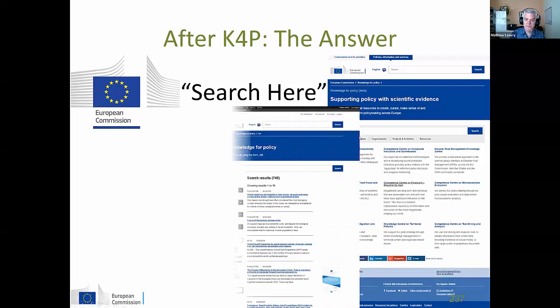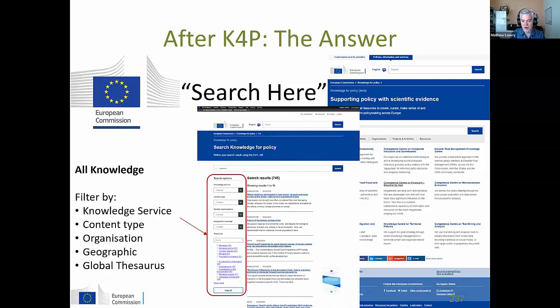And if you do that, you can then refine the search. You can limit the search to a particular knowledge service or a particular type of content or the organization which published it. Everything is organized and classified using a global thesaurus. So you can refine your search across all of these different publishing teams.